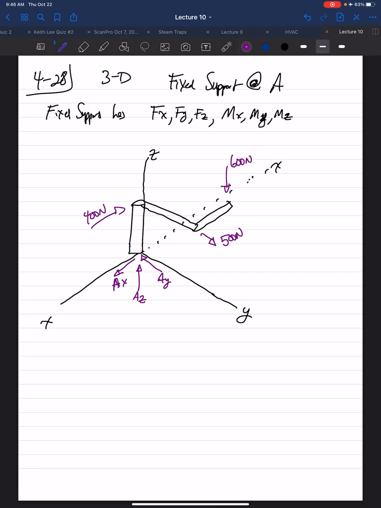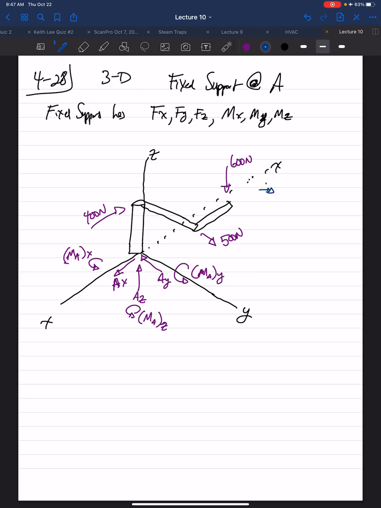And then our moments, remember counterclockwise is positive. So we have our 6 unknowns. 3 force components, 3 moments. All right, let's get to work.